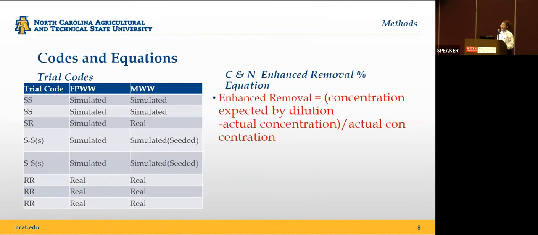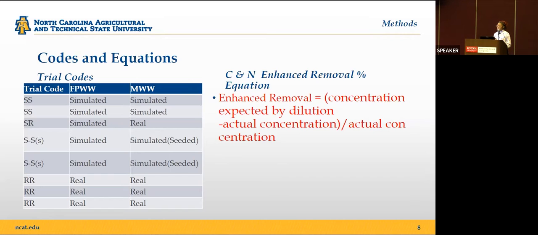So for our analysis, we use trial codes that told us how our wastewater was made. So we have SS representing the simulated. We have SR representing the simulated and real. SSS, where we used a bit of seeded municipal wastewater, about 5 mL of municipal wastewater to 1,500 of synthetic wastewater. And then we have RR representing the real from both wastewater sources.